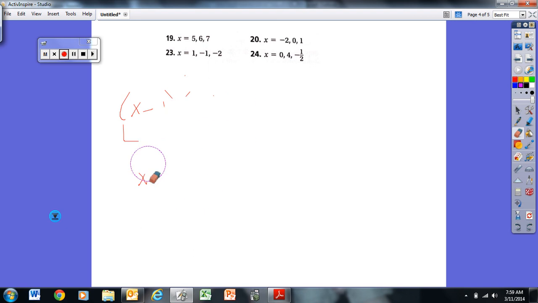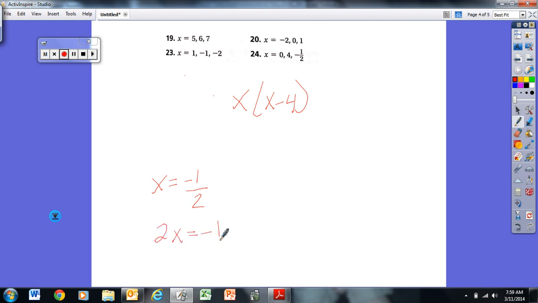Number 24. That one's pretty tricky. So the first two factors are x and x minus 4. Those should be pretty easy for you to understand where the 0 and the 4 comes from. For x equals negative a half, you have to figure out what they did to get this as a root. So basically, you want to make this equal 0. So multiply both sides by 2 and add 1. This was the factor they had in order to get this root. So your third factor here is 2x plus 1.